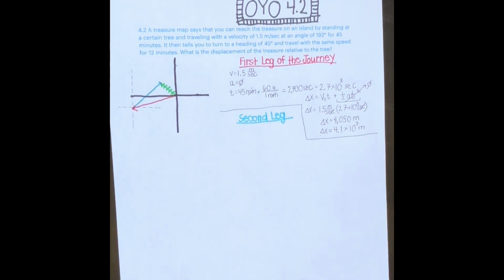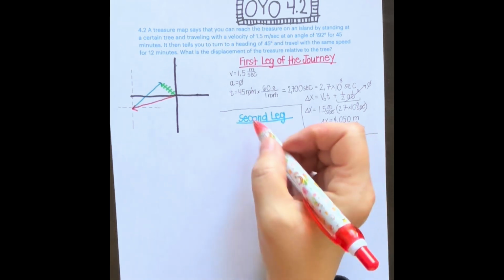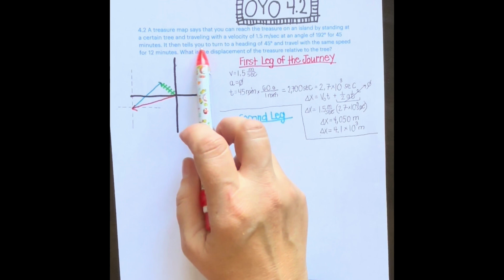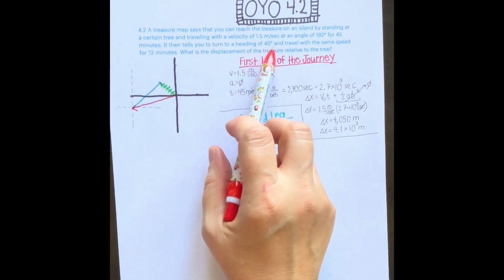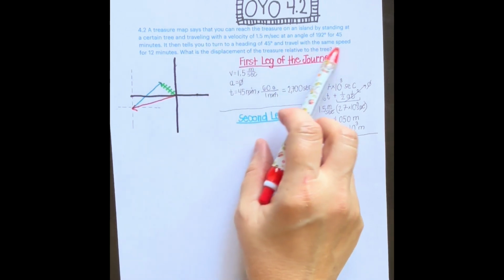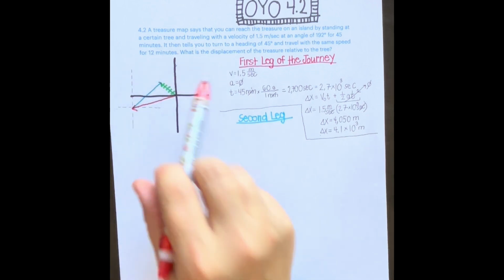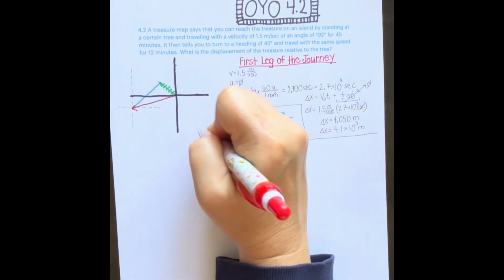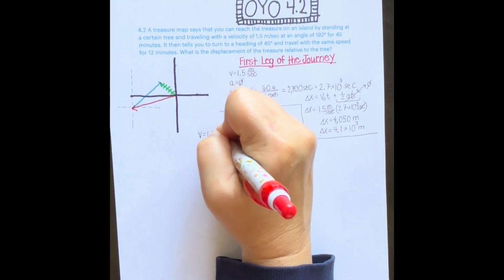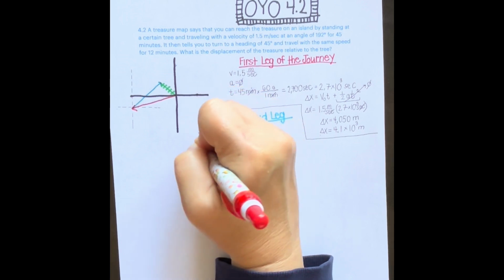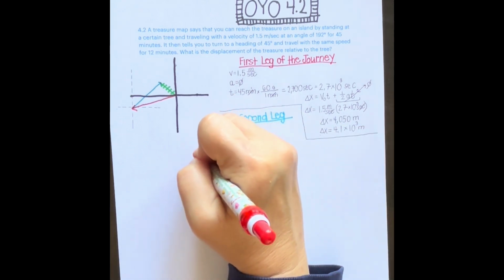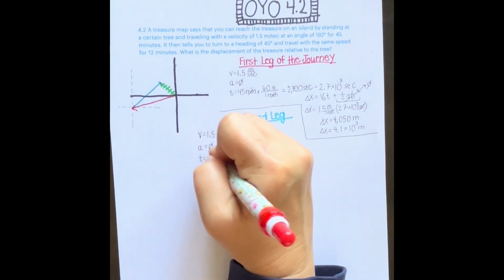So now we have to do the same thing for the second leg of the journey. So let's figure out what that is. It then tells you to turn to a heading of 45 degrees and travel with the same speed for 12 minutes. So our velocity is the same, 1.5 meters per second. Our acceleration is still 0. Our time is 12 minutes.